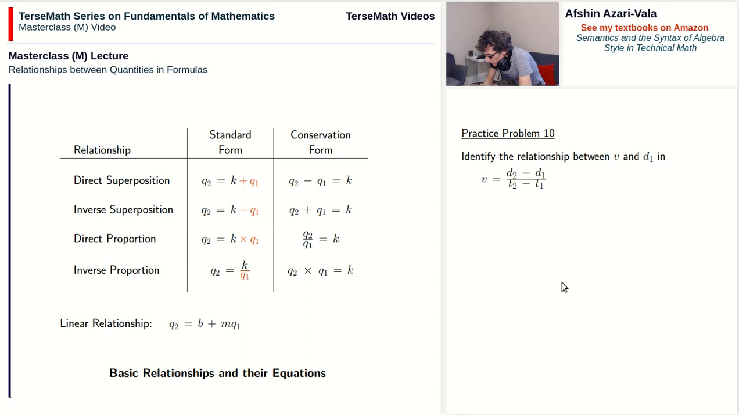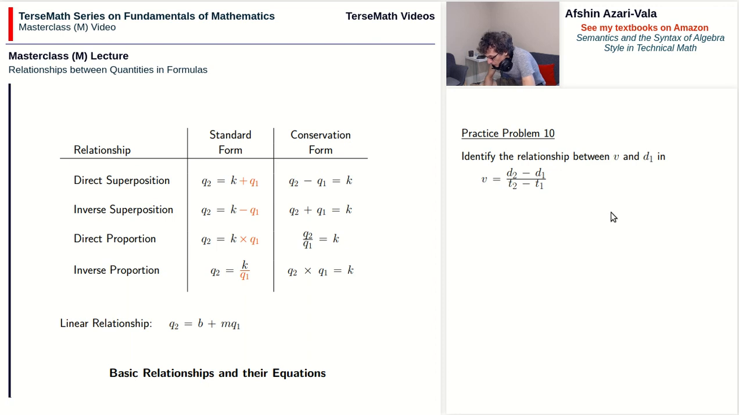Problem 10. Identify the relationship between v and d1 in v equals d2 minus d1 divided by t2 minus t1. Now this is one of the challenging ones, and it takes a bit of practice to know what to do with this kind of formula. Although once you learn how it works, it becomes pretty easy to tell by just looking at it, especially because this kind of setup, where you have the difference of one quantity on top and the difference of another quantity down here, is pretty common in basic formulas in physics.